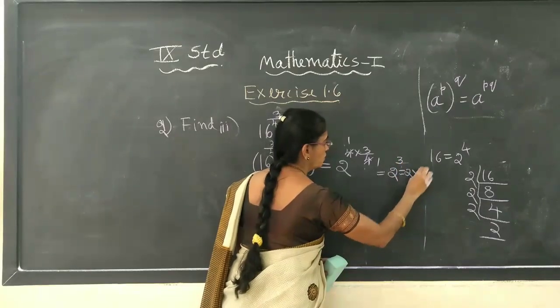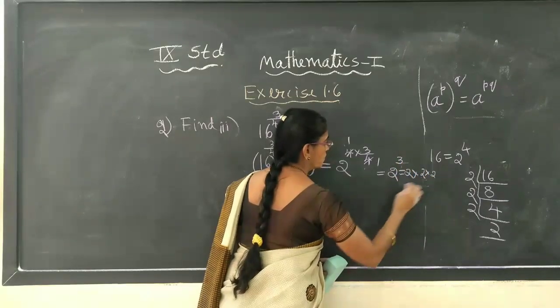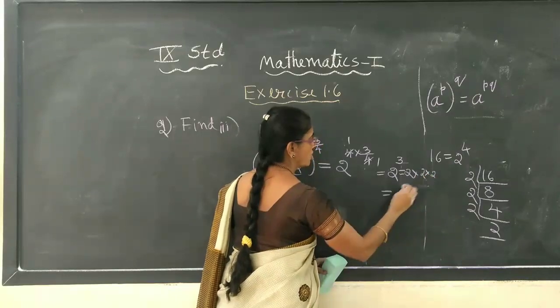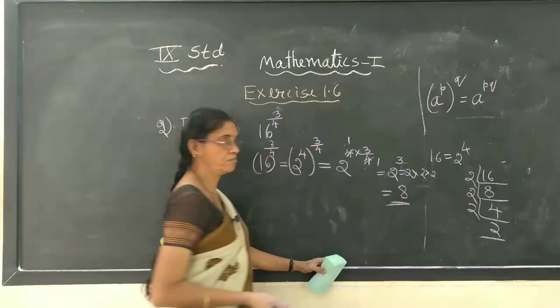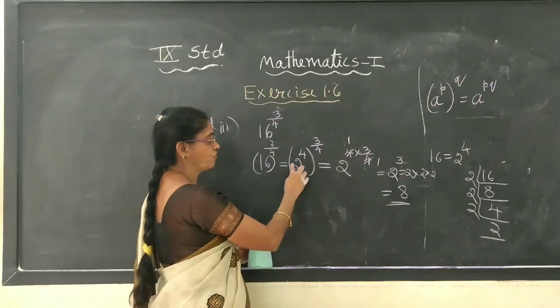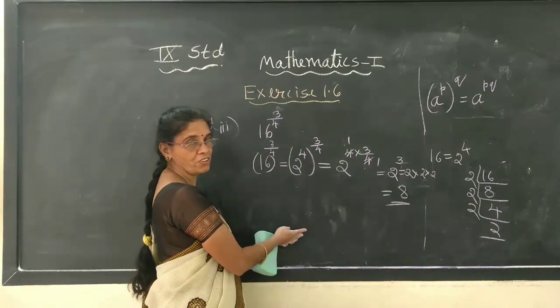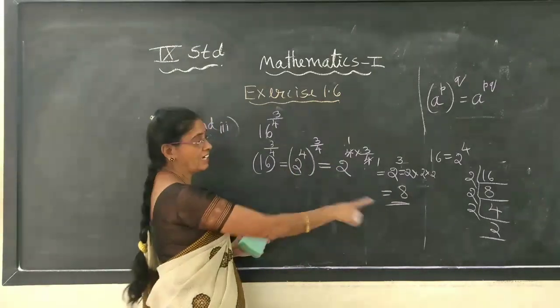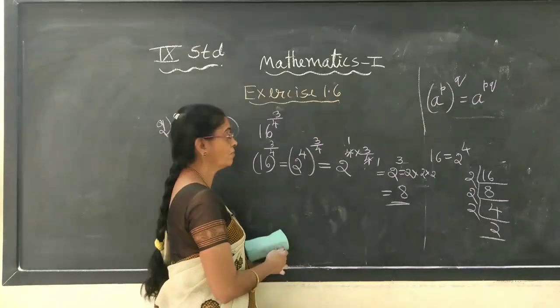It is 2 into 2 into 2. 2 2s are 4, 4 2s are 8. So 8 is the answer. So very simple. Instead of 4, if you take 4, one more step is there. Okay, so better you take 2. Directly you will get the answer. Last answer. Okay.